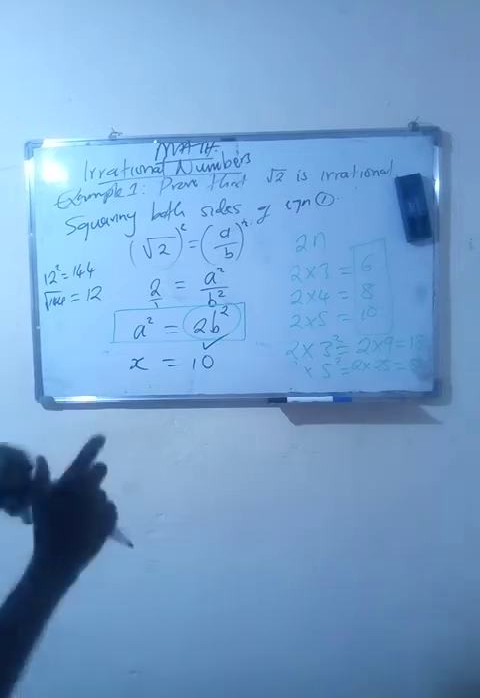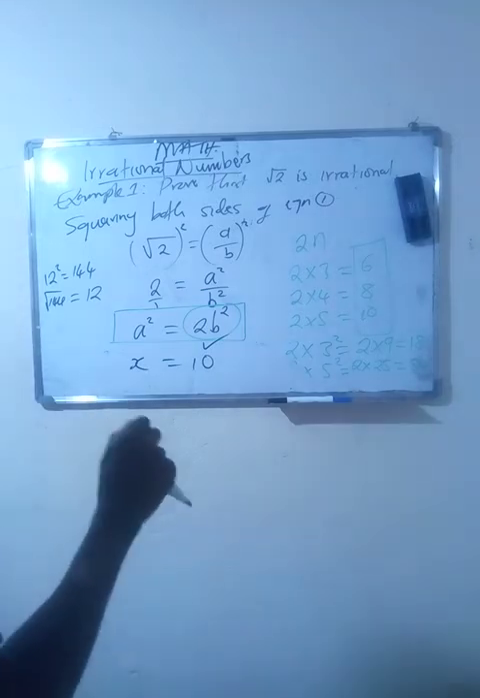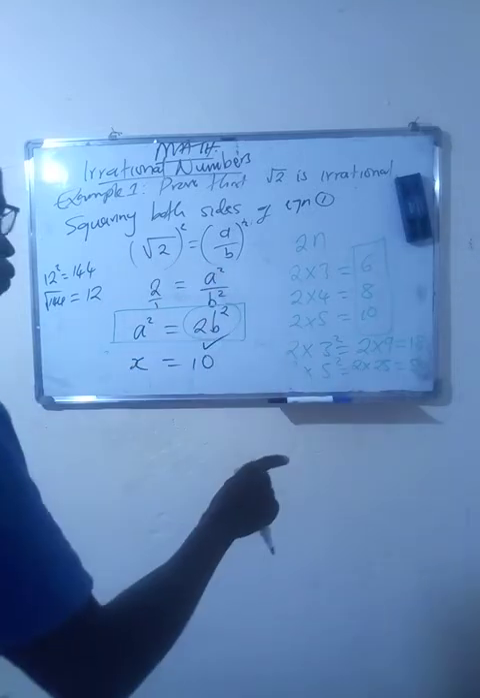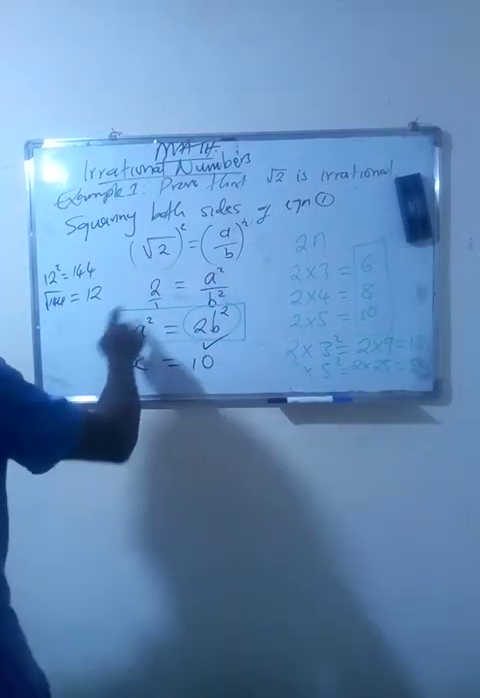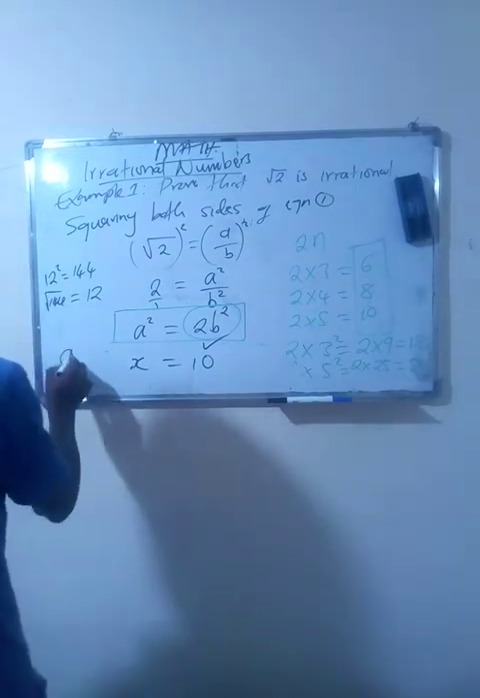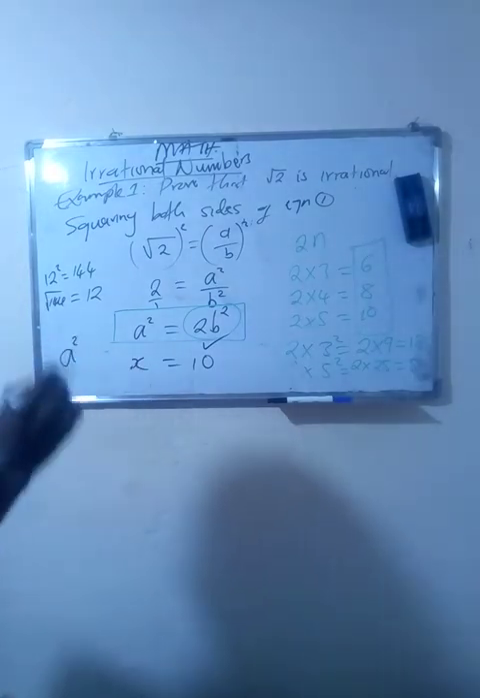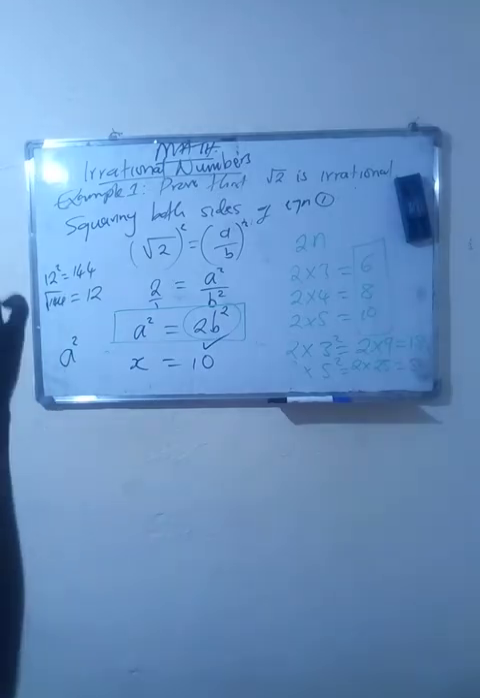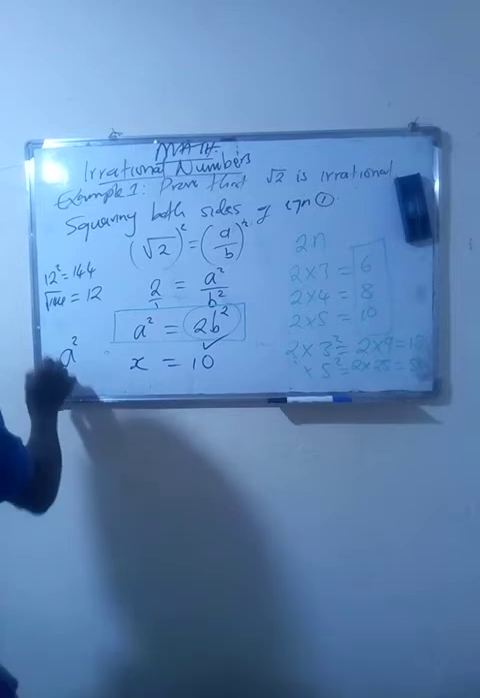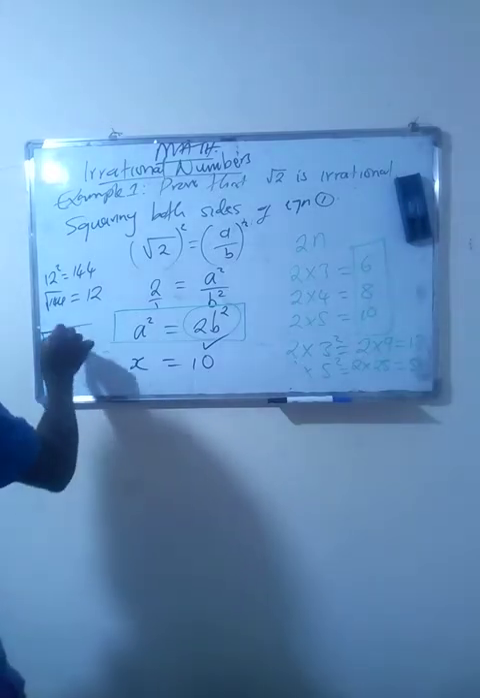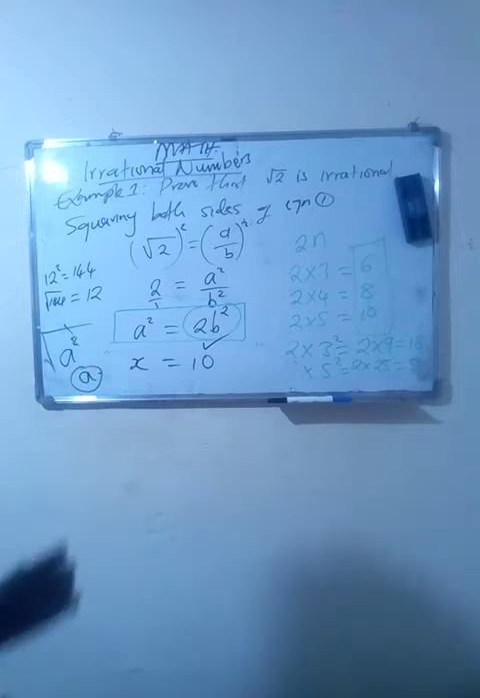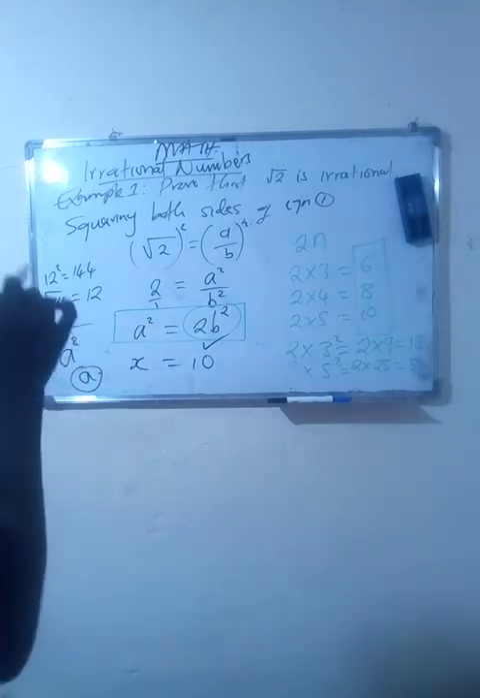So here we just basically need to conclude. Because we've concluded that what we have on the right hand side is an even number, then a squared is also an even number. Now we've said that if we find the square root of an even number, what we get is an even number. So the square root of a squared is a, meaning that a is an even number.